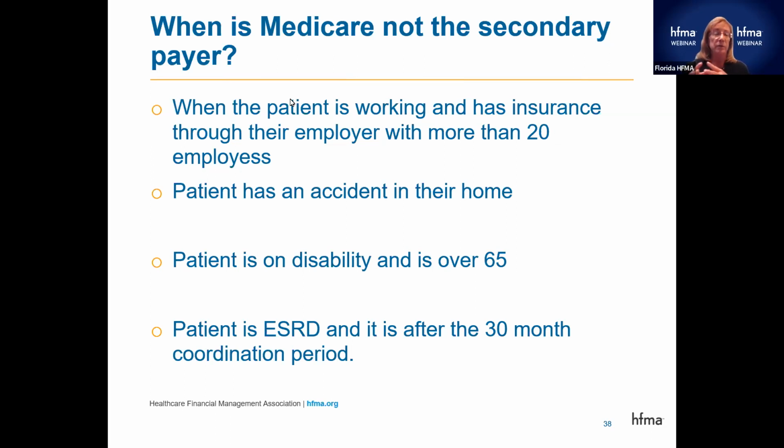If you read it or interpret it in one way, you may answer it one way. It's very key, because the answer to this is number 2. Patient has an accident in their own home. They're not covered under liability, and Medicare would be the primary payer. So the key concept there is when is Medicare not the secondary payer? All the other scenarios is when Medicare is, okay?